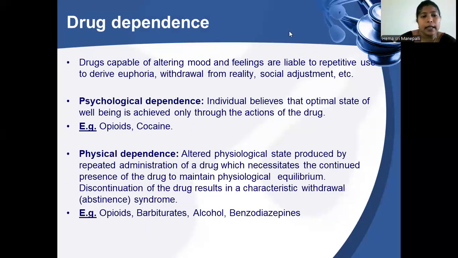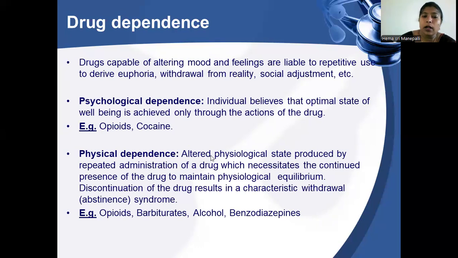Drug dependence. Here there are 2 types. Generally, drugs capable of altering mood and feelings are liable to repetitive use to derive euphoria, withdrawal from reality, social adjustment. Psychological dependence and physical dependence. Psychological dependence is when the individual believes that the optimal state of well-being is achieved only through the actions of the drug, such as drug addiction. Examples are opioids and cocaine.